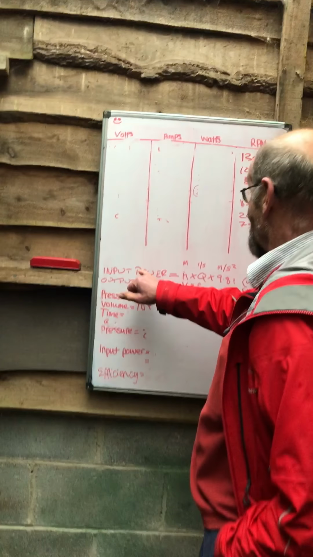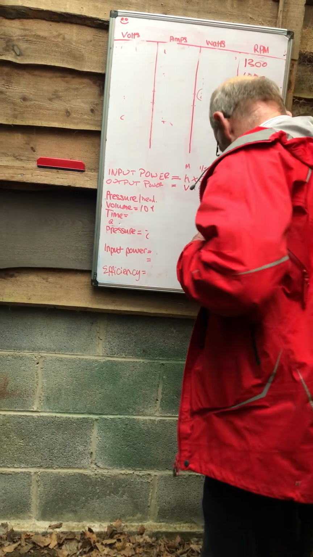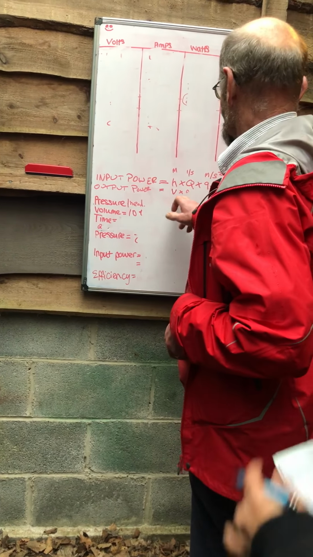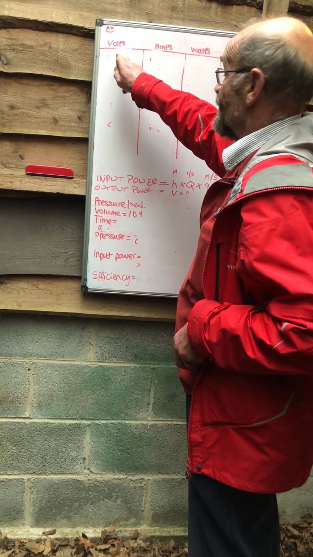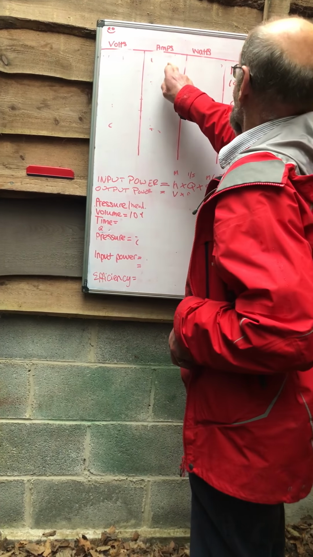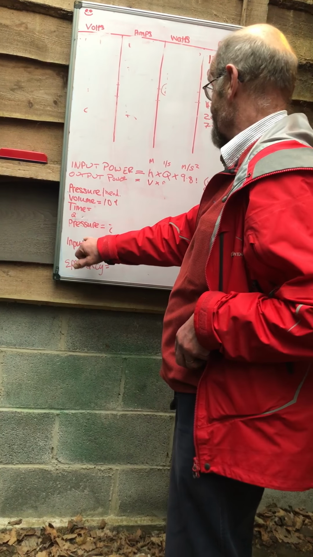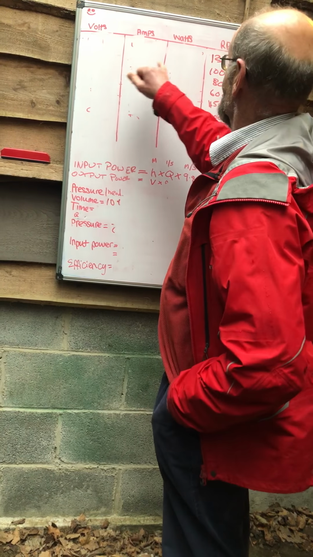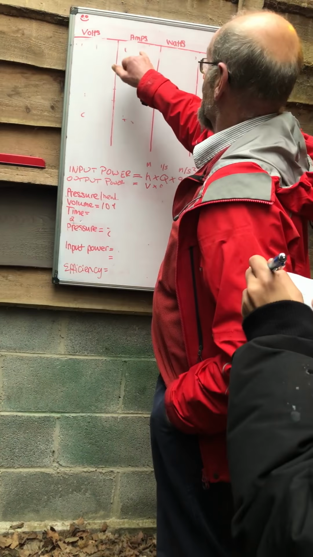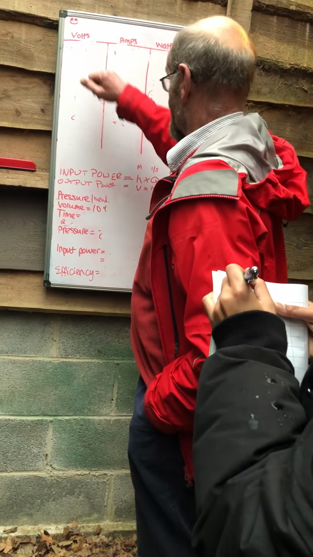So what we're going to be measuring is the head in meters, the flow rate, and we know what acceleration due to gravity is, 9.81. Now we need to know the output power. We measure the electrical output power by measuring the volts and the amps and multiplying the two together. Output power is in watts, and you get that by multiplying your amps by your volts.